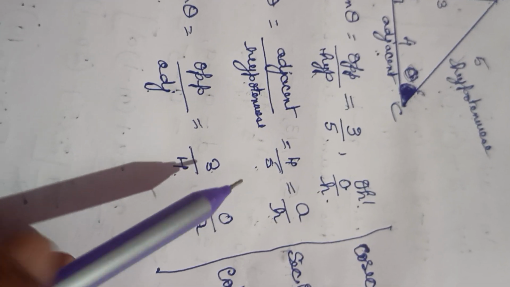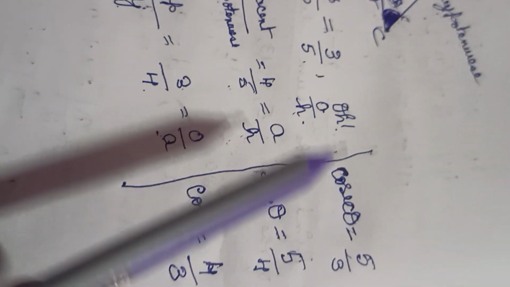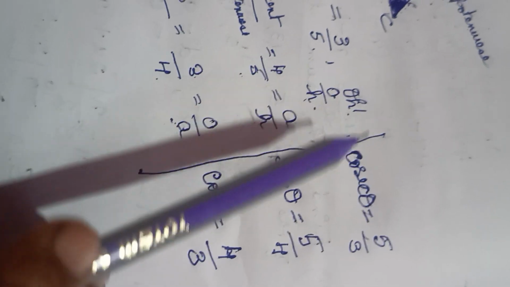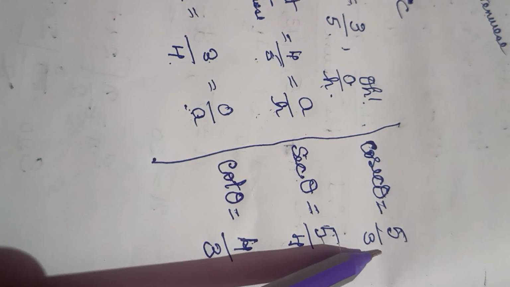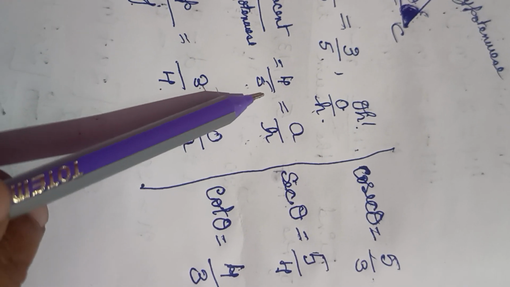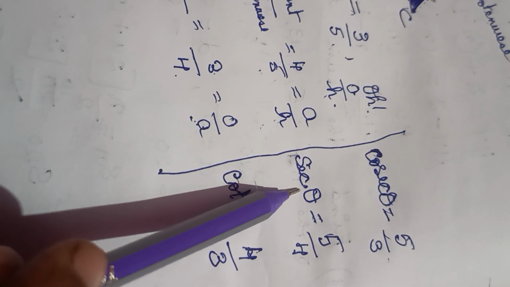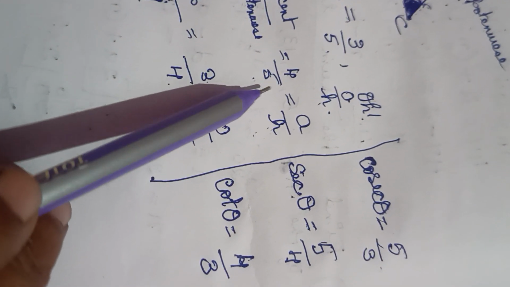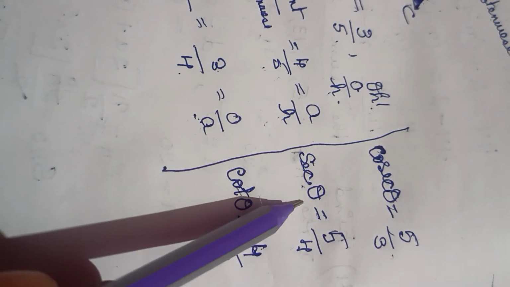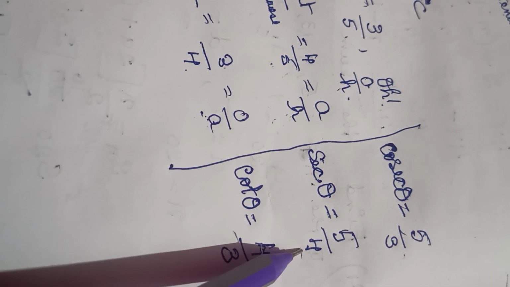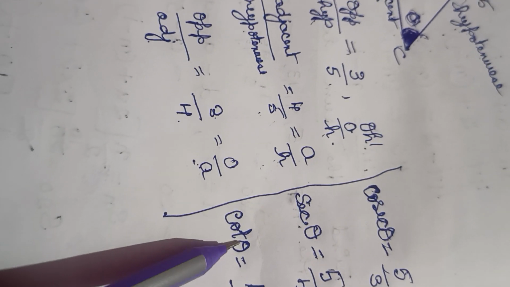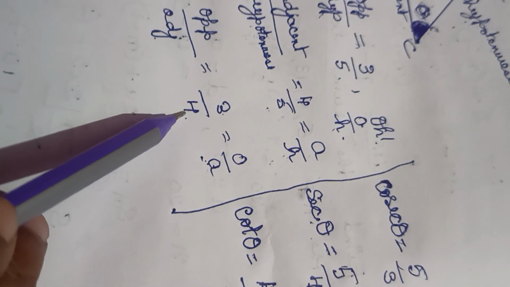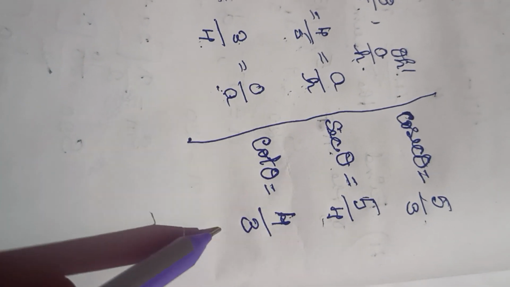Now, let's see their reciprocals. Reciprocal of sin theta is cosec theta. Sin theta we have got as 3 by 5. So, what is cosec theta? It will be the reciprocal of this, that is upside down, 5 by 3. Reciprocal of cos theta is secant theta, also called sec theta. Cos theta is 4 by 5. So, sec theta can be written as 5 by 4. Reciprocal of tan theta is nothing but cot theta. Tan theta is 3 by 4. So, cot theta will be 4 by 3.